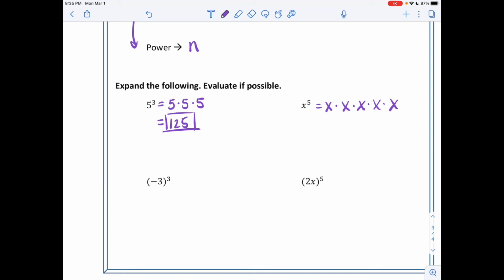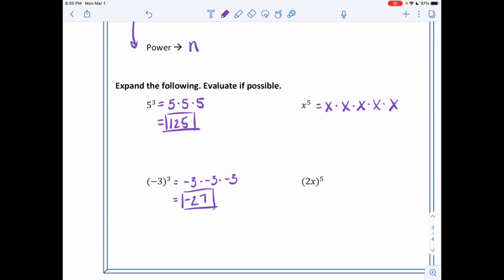We have negative 3 raised to the third power. That's negative 3 times negative 3 times negative 3. And so that's going to be, if I take negative 3 times negative 3, I'll get a positive 9, and then multiply by another negative 3, I will get negative 27 when I evaluate.